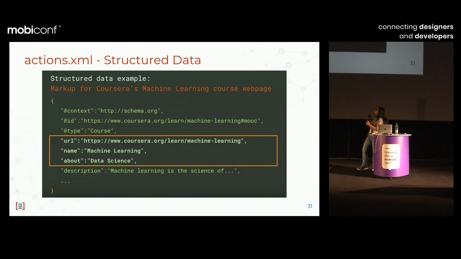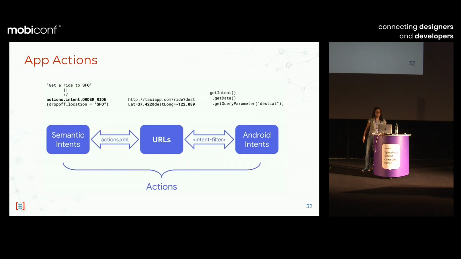And just for information, this is what it looks like, for example, for this content-based app. The kind of information that you have to put is the URL, the name, and the about information.